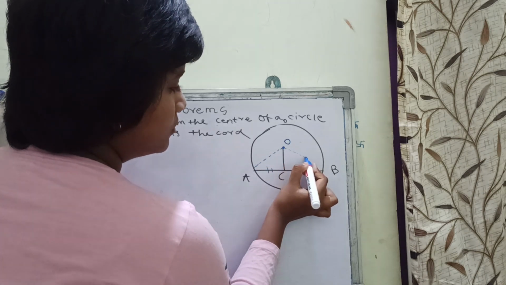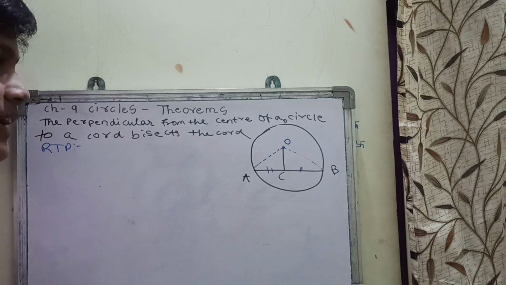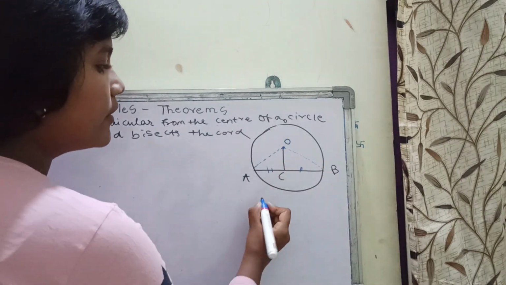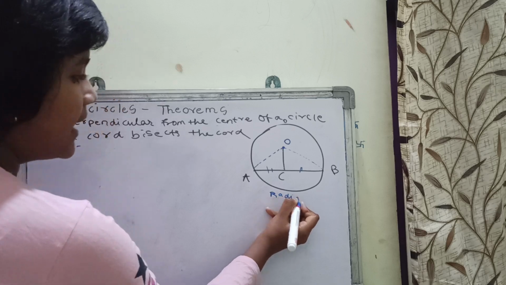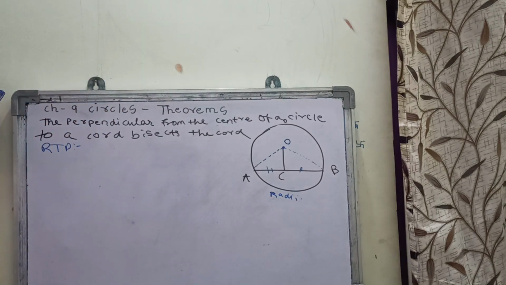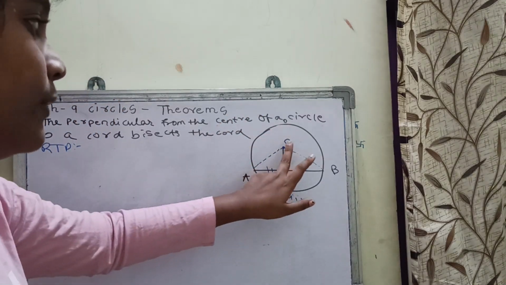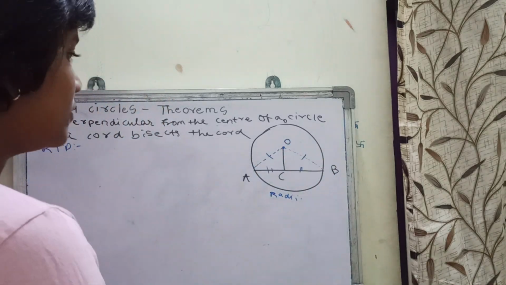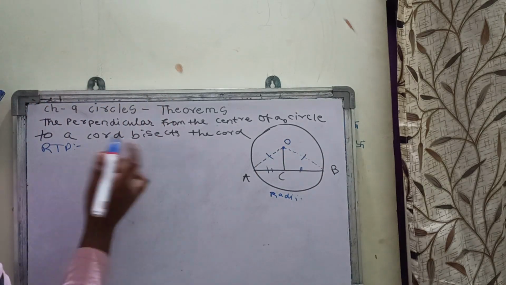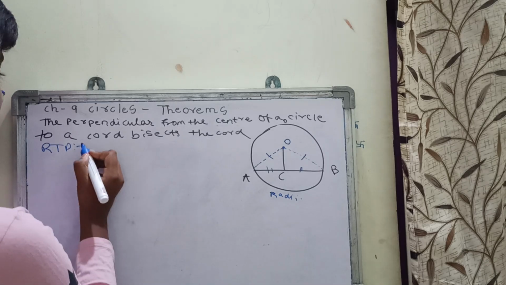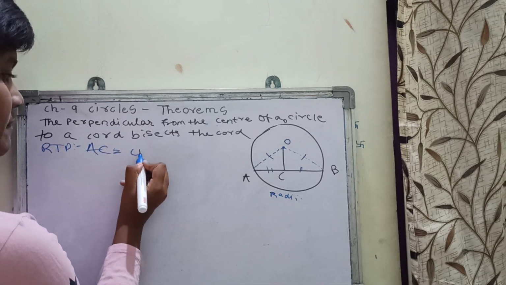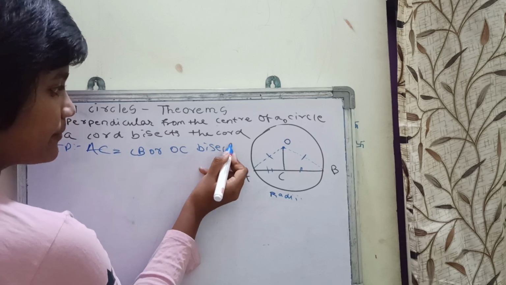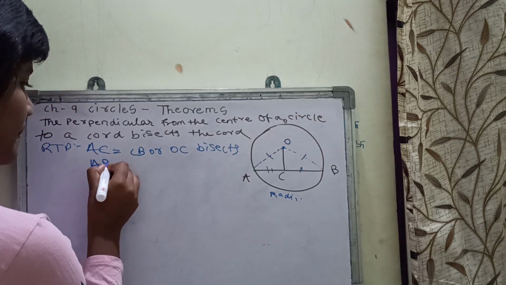Join OA and OB, right? What are OA and OB? They are radii, yes. So we can say that OA is a radius and OB is a radius, and this is equal to this. So what is required to prove? AC is equal to CB, or OC bisects AB.